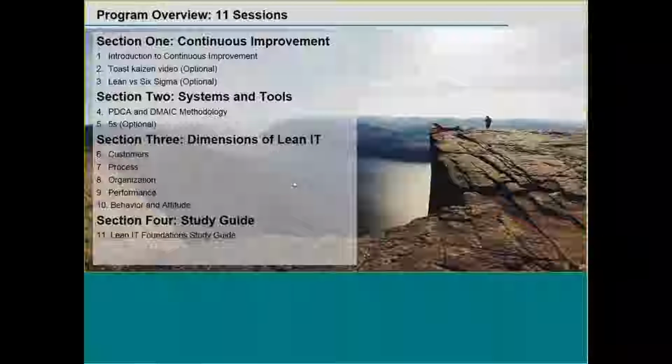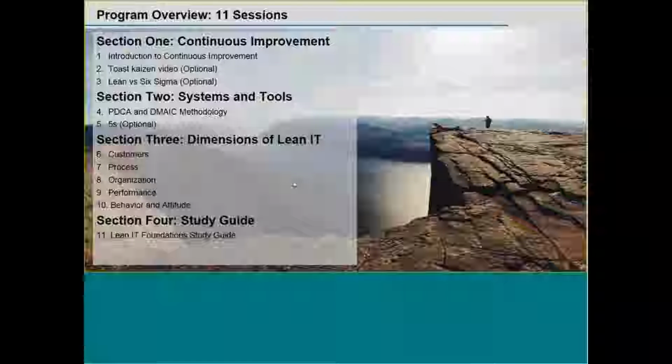This training program is designed to be delivered over 11 sessions. In section 1, we will be focused on continuous improvement. We'll start off with an introduction to continuous improvement. There will be an optional video to watch on Lean in action. We will cover Lean versus Six Sigma, which is also an optional course.